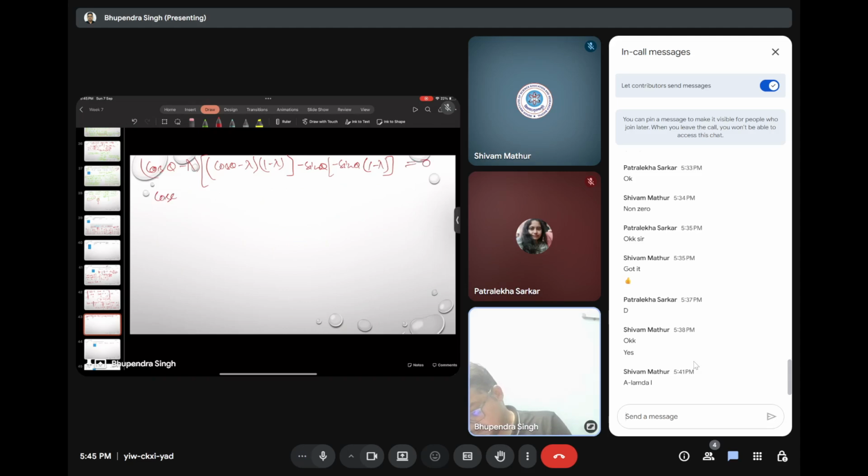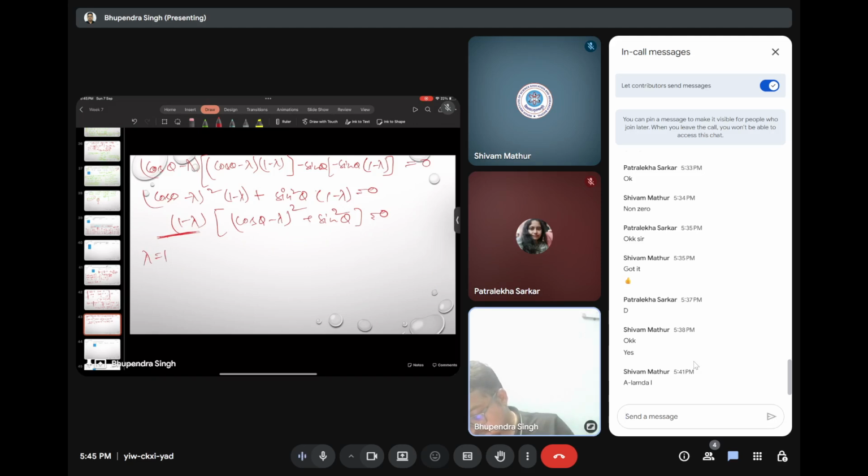So cos theta minus lambda whole square, 1 minus lambda, minus, plus sin theta square, minus 1 minus lambda equal to 0. 1 minus lambda cos theta minus lambda whole square plus sin theta square is equal to 0. So, 1 minus lambda, if this is 0, then the whole equation will come out to be 0.